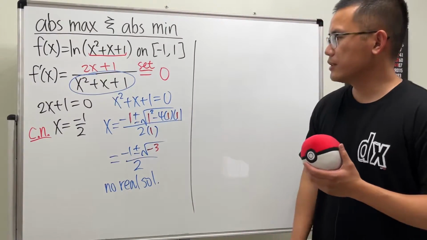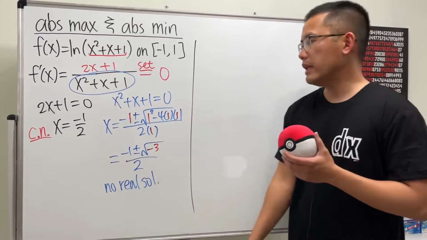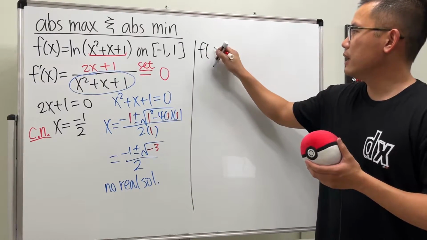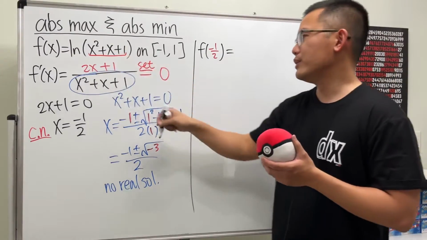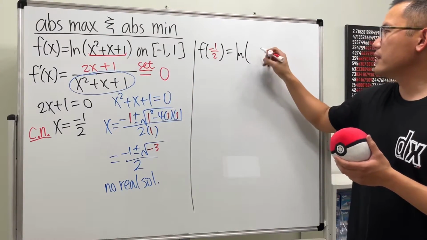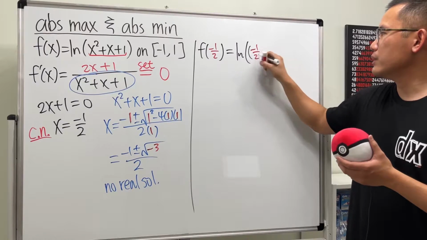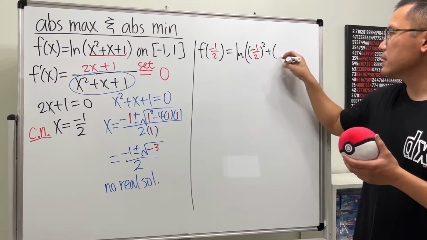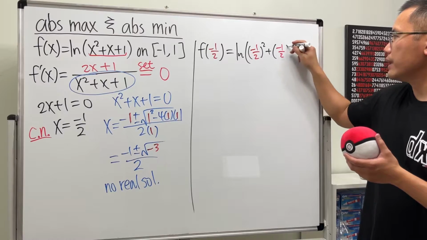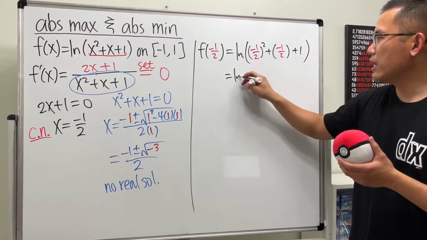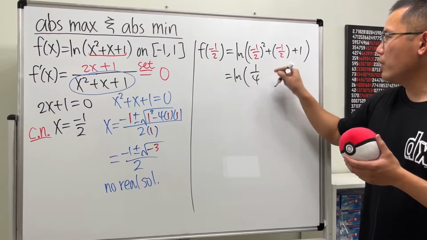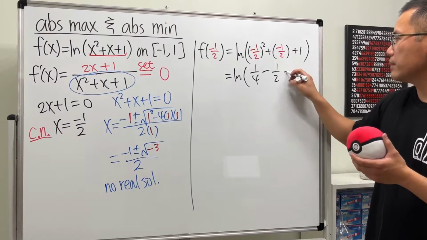All right, now let's just go ahead and check. So let's do negative 1 over 2 first. So f at negative 1 over 2. Plugging negative 1 over 2 into this, we have ln of negative 1 over 2 squared plus negative 1 over 2 and then plus 1. All right, so this is ln. This is 1 over 4 and then minus 1 over 2 and then plus 1.